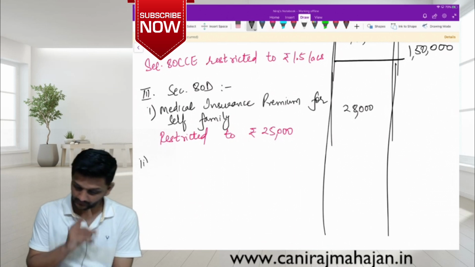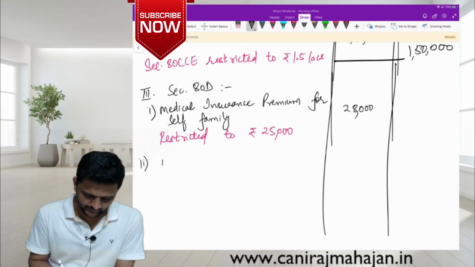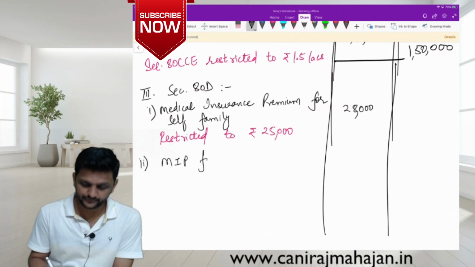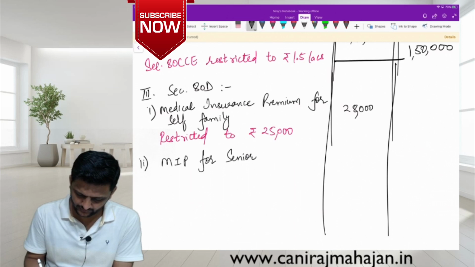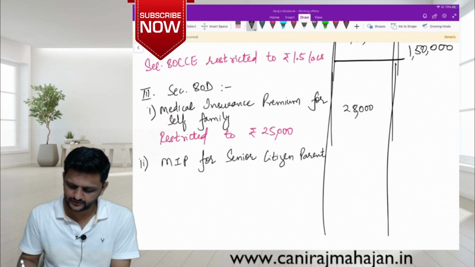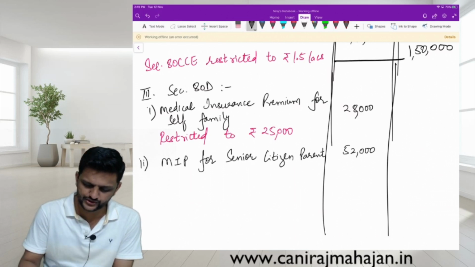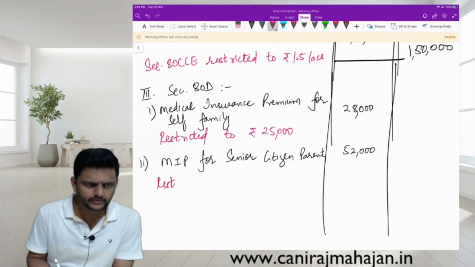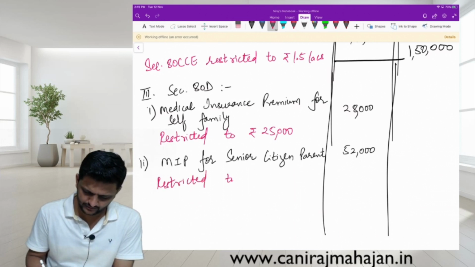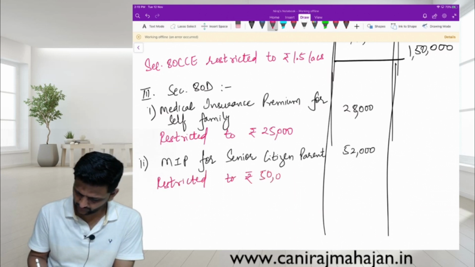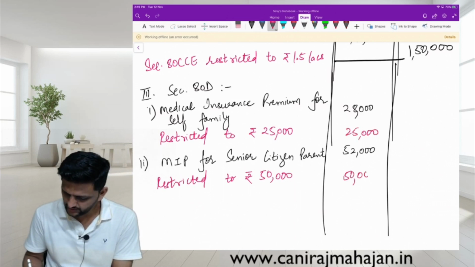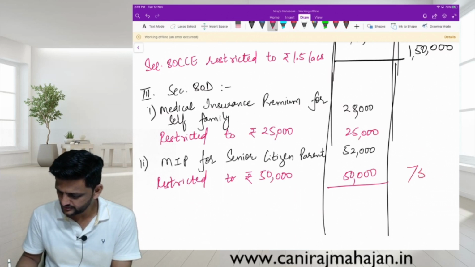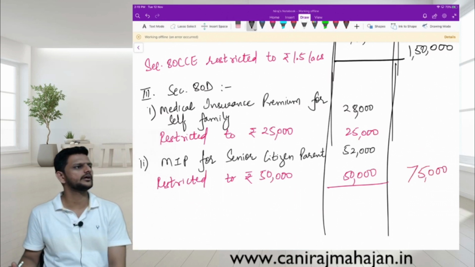And second, again, I'm writing medical insurance premium for senior citizen parent. How much is paid? We have made it 52,000. Again, what did you say? Restricted, 50,000. So 25,000 is here, 50,000 is here. Outer column will take 75,000. Yes.